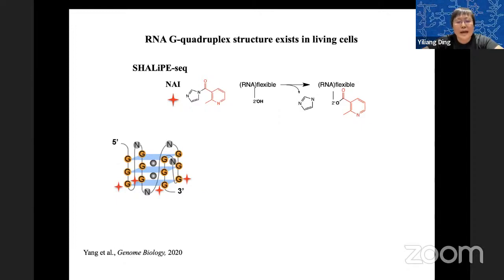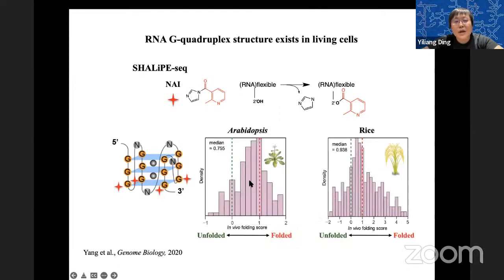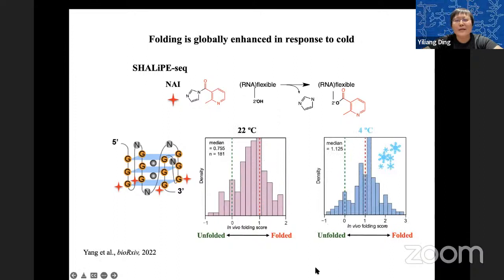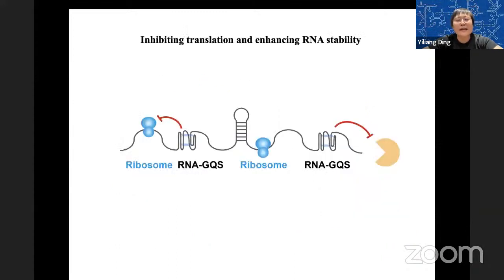By doing genome-wide analysis, we noticed that in plants, both Arabidopsis and rice, most G-quadruplexes are in the folded status genome-wide. In rice, the folding status is much stronger than in Arabidopsis. Interestingly, when we put the plant into the cold for just 2 hours, we can see globally that all these G-quadruplexes get into a much stronger folded status. So there is a global enhancement of folding status in response to cold. From the global analysis of molecular function on these identified in vivo RNA G-quadruplexes, we find that a G-quadruplex can either inhibit translation or enhance RNA stability.